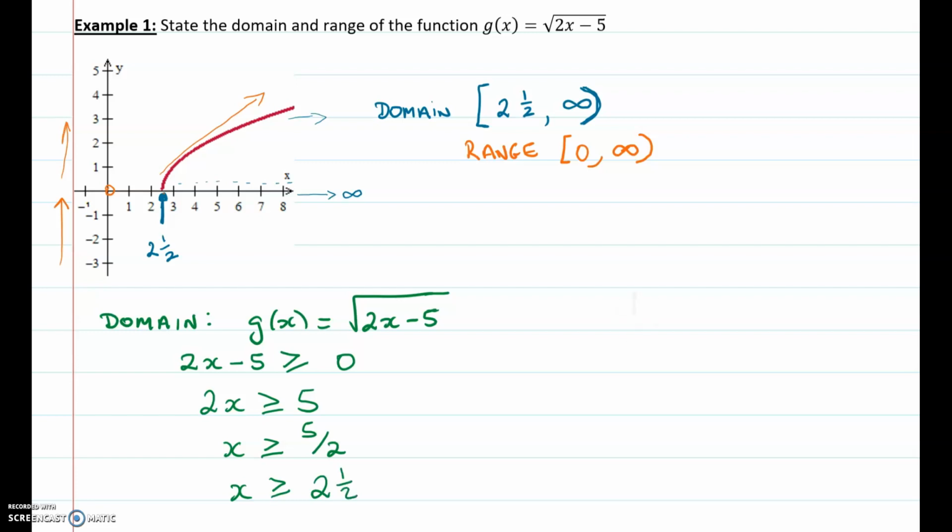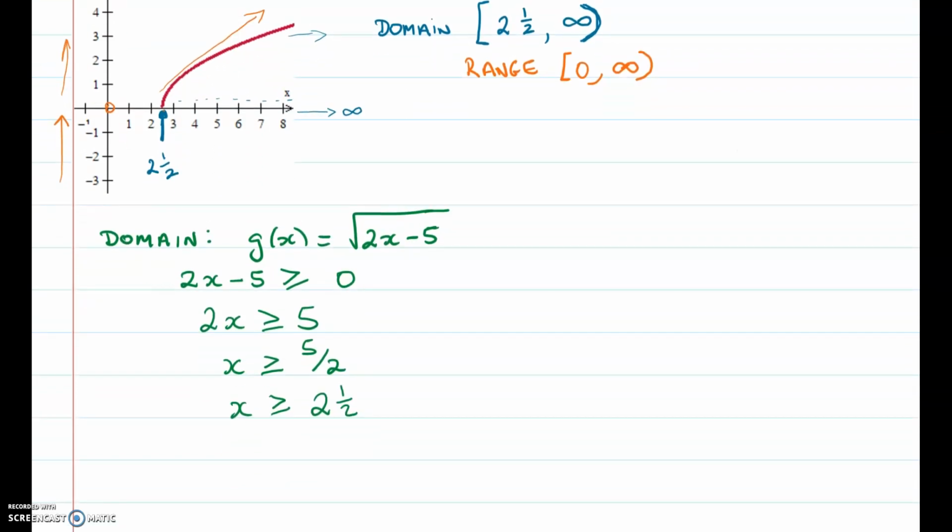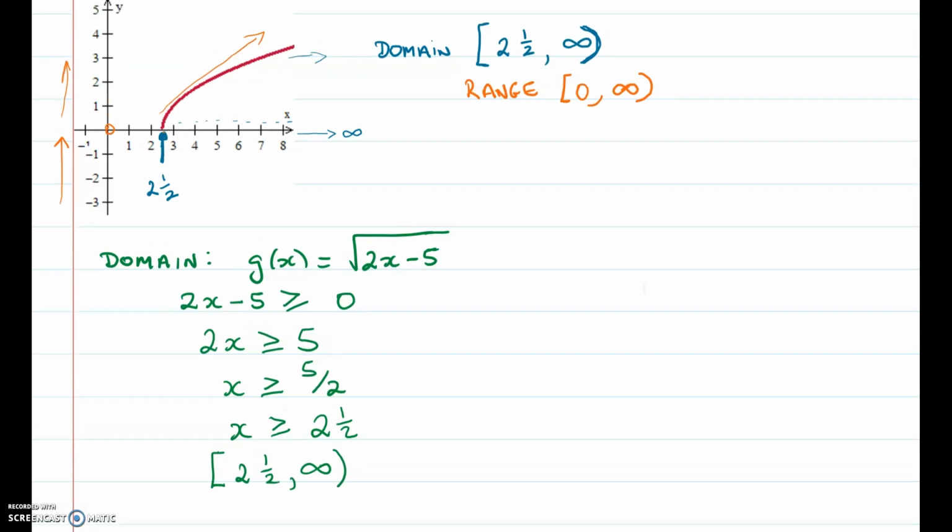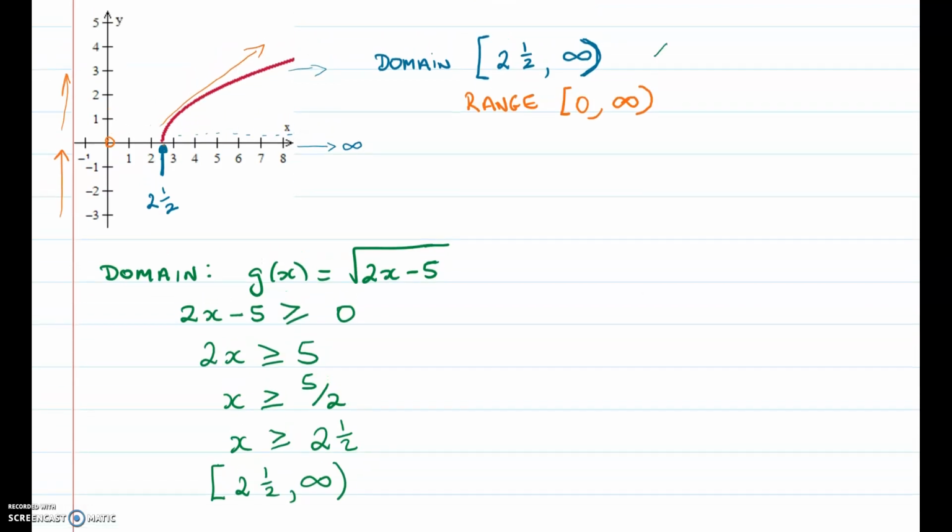In other words, x goes from 2.5, and it's bigger than that. It goes up forever and ever. It can be as big as you want. In other words, 2.5 to infinity. Same answer as we got up here.